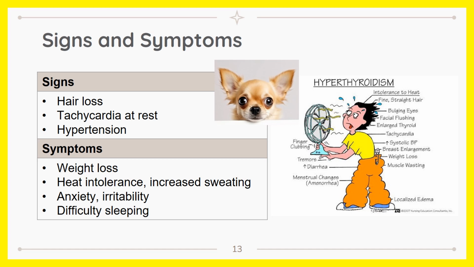Something that I did not highlight in the table, but is in the right-hand image, would be the bulging eyes, also known as exophthalmos. It is a hallmark sign of Graves' disease, but it can also be a sign of hyperthyroidism. It is known as the bulging eyes.